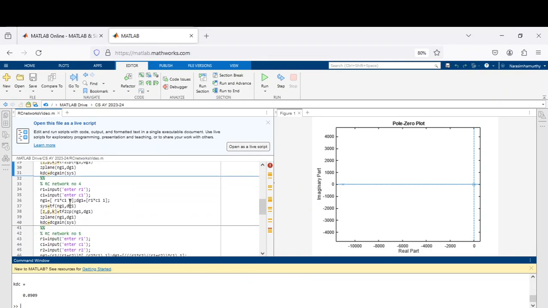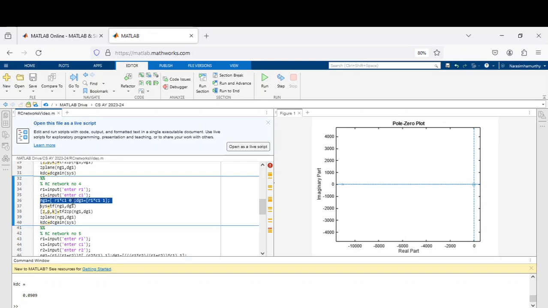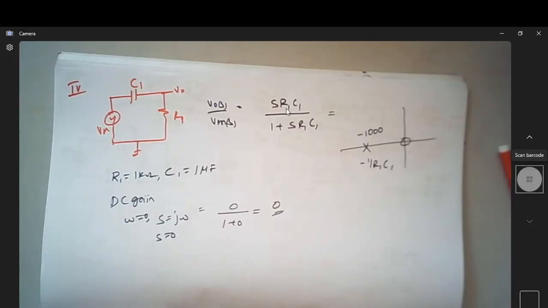If you carefully observe this, of course, for each and every circuit, please note the transfer functions. You can see this is the 0 position, with a transfer function S R C by 1 plus S R C. You can see the S power 0 term coefficient is 0 in the numerator, but in the denominator it is 1. So this defines this transfer function.